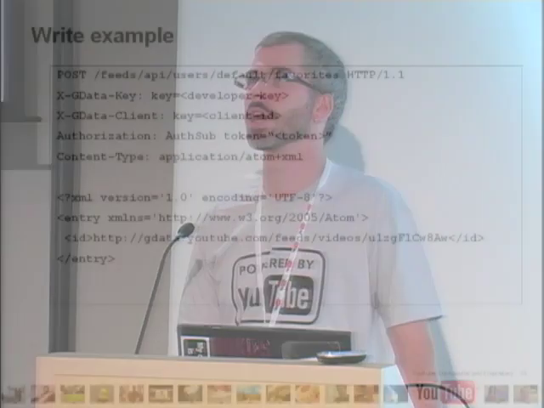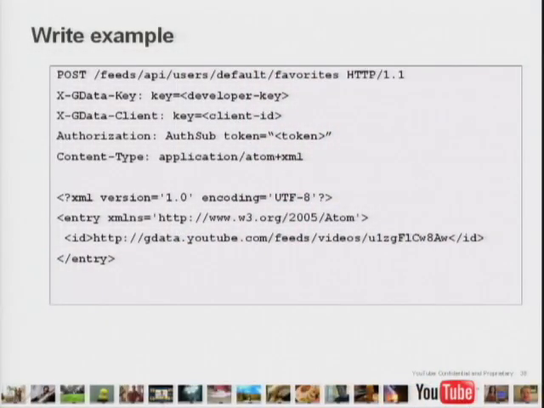Here is an example of what actually adding a favorite would look like on the wire. You can see there's not too much involved in doing these write operations. There are two things I want to point out here. The first is in that URL, I'm posting to /user/default. Once the user's logged in, there's no need for you to tell us what user you're acting on behalf of. We can identify that from the authorization token. So you can use default, and that simplifies your code. You don't have to substitute the username in all of the API requests that you make.